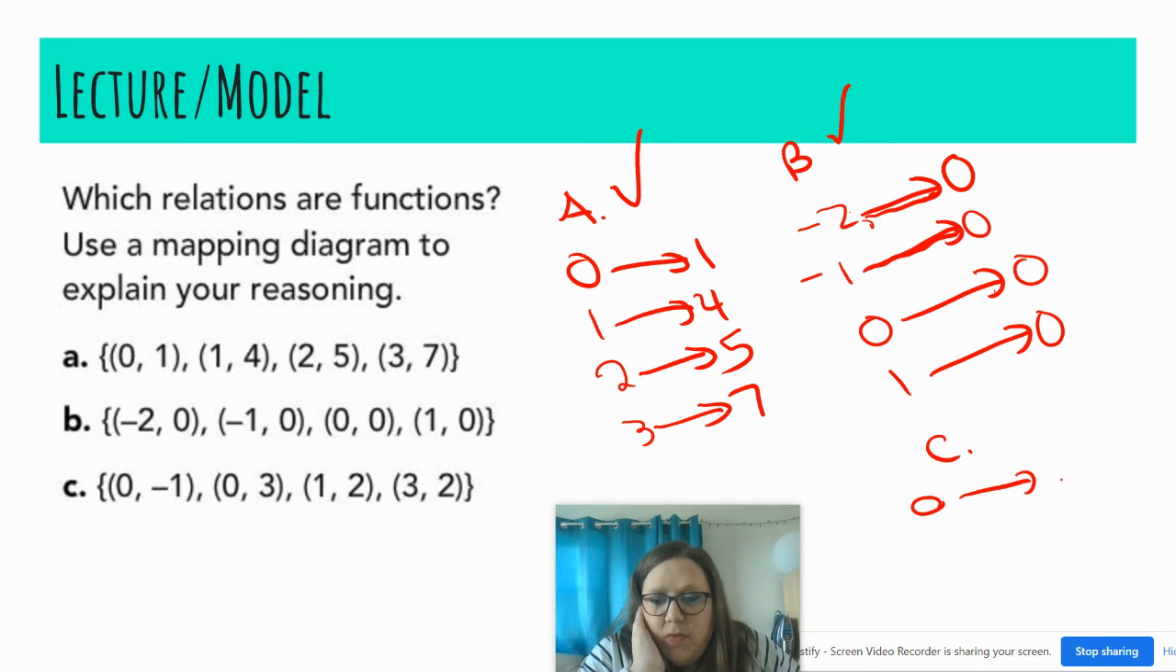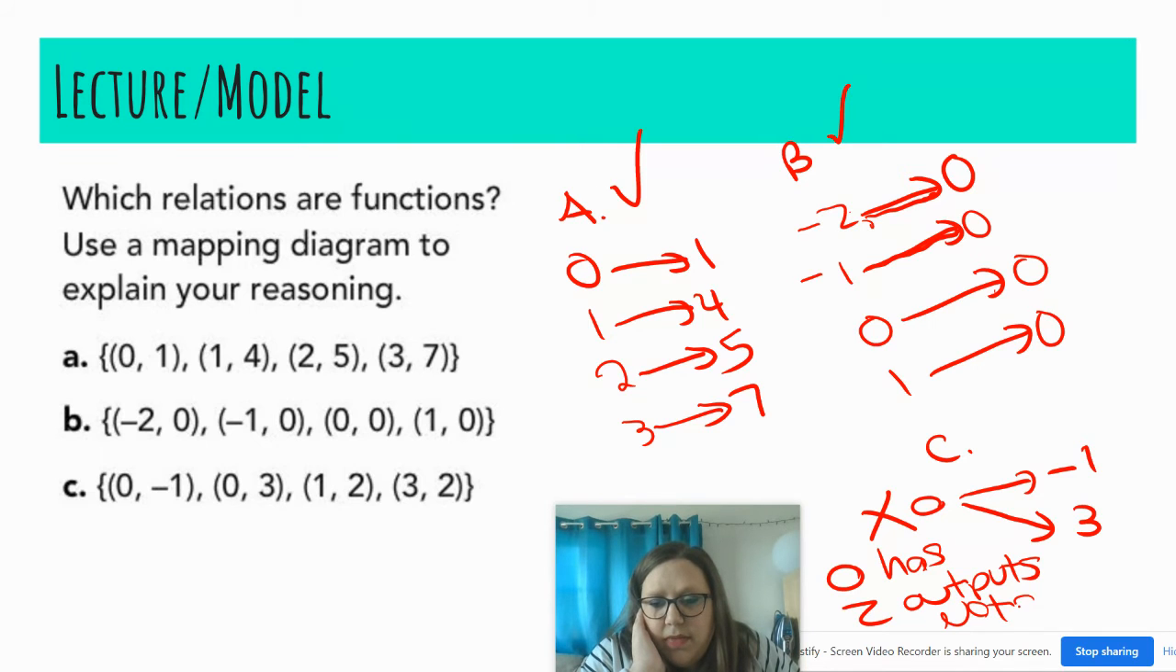I have 0, -1. Ooh, and then I have 0, 3. So this is not a function already. 0 has two outputs. That is not a function because 0 has two outputs. All right, let's move on.